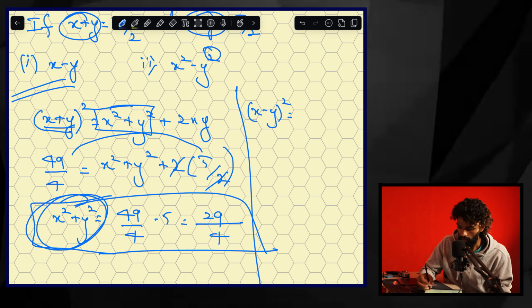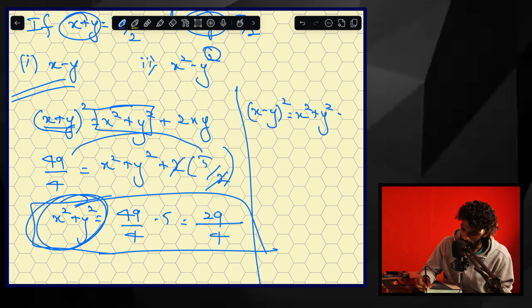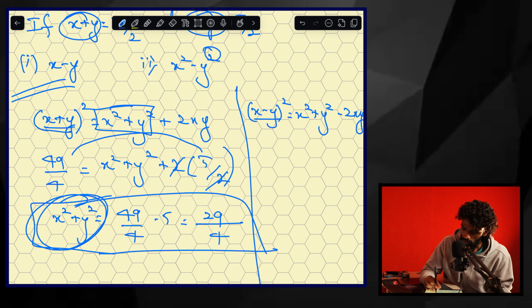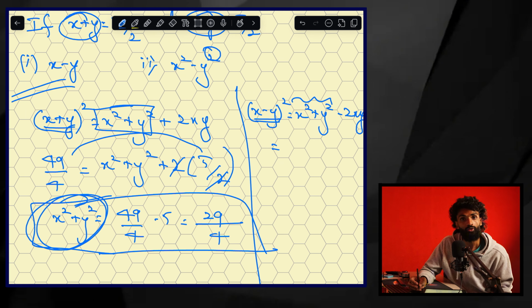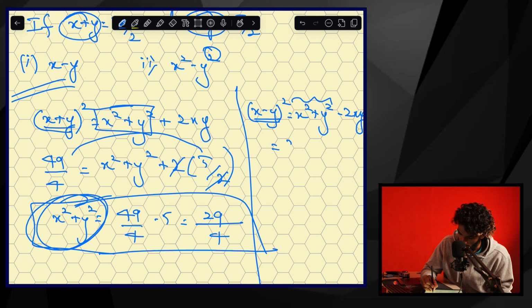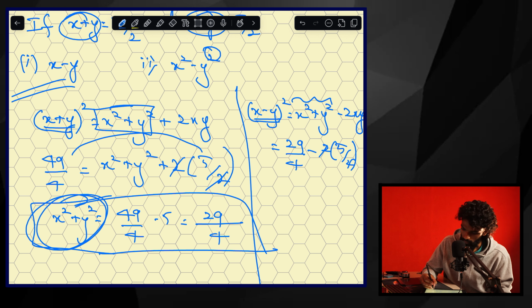If I apply the logic here, (a minus b) the whole square becomes a square plus b square minus 2ab. Okay, I do not know the left side. But do I know the right side right now? Yes. That's the importance of step 0. Step 0 is 29 by 4 is the answer. Done. Minus 2 into 5 by 2. 2 gets cancelled. Okay, so 29 by 4 minus 5.